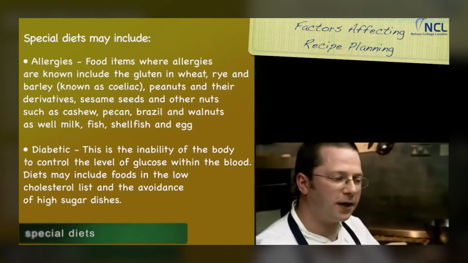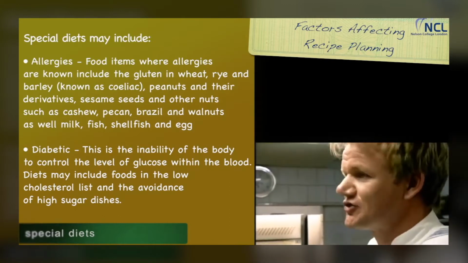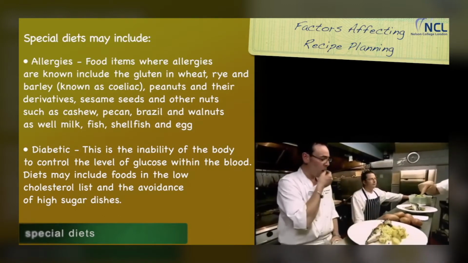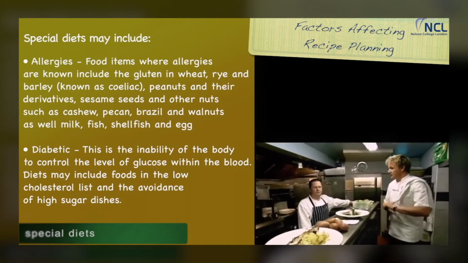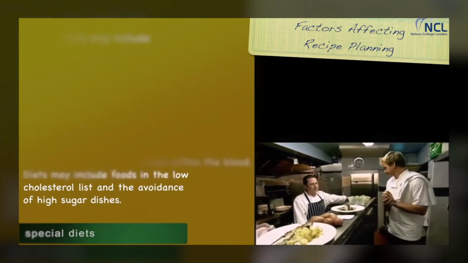This is the inability of the body to control the level of glucose within the blood. Diets may include foods in the low cholesterol list and the avoidance of high sugar dishes.